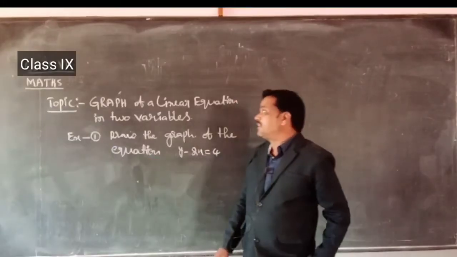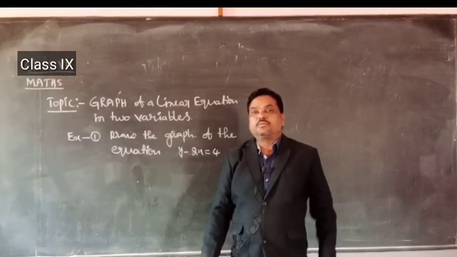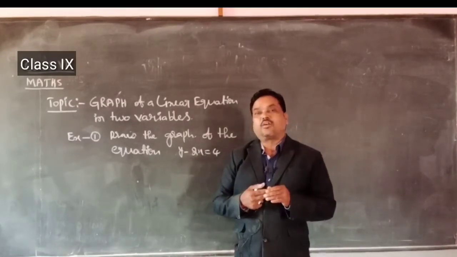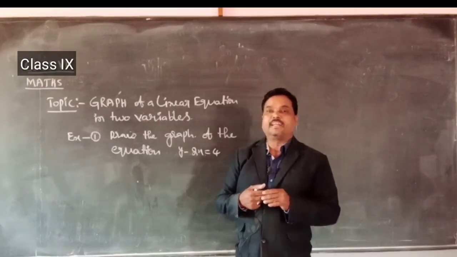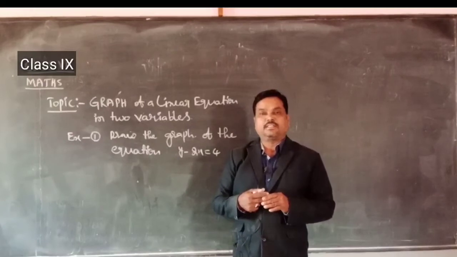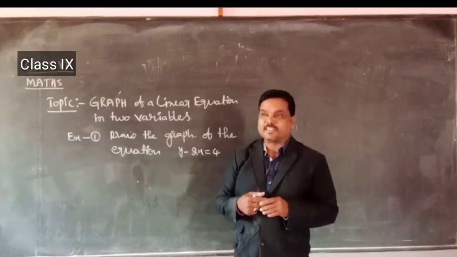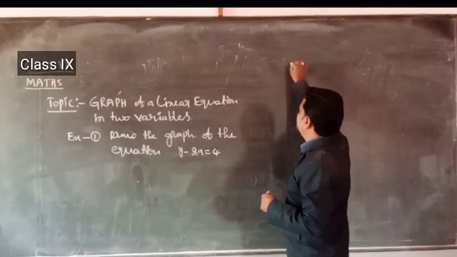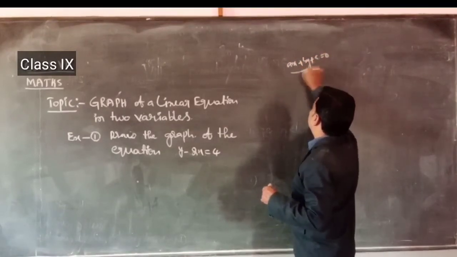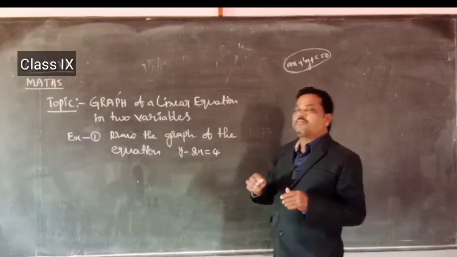Hi students, today I am going to explain how to draw the graph of a linear equation in two variables. Already we know that the general form of a linear equation in two variables is ax plus by plus c is equal to 0.